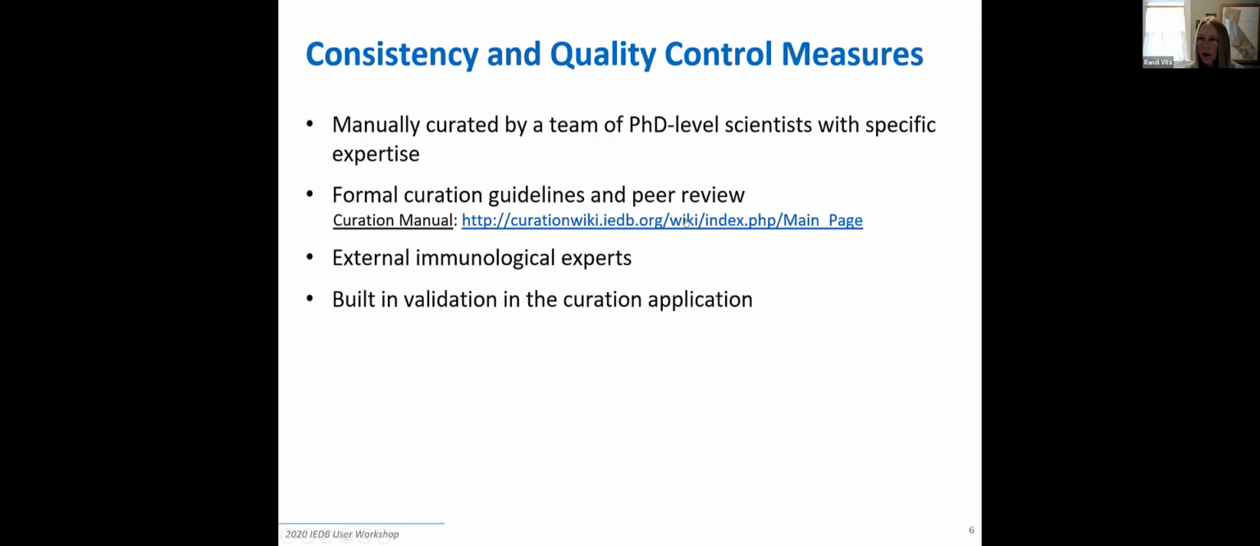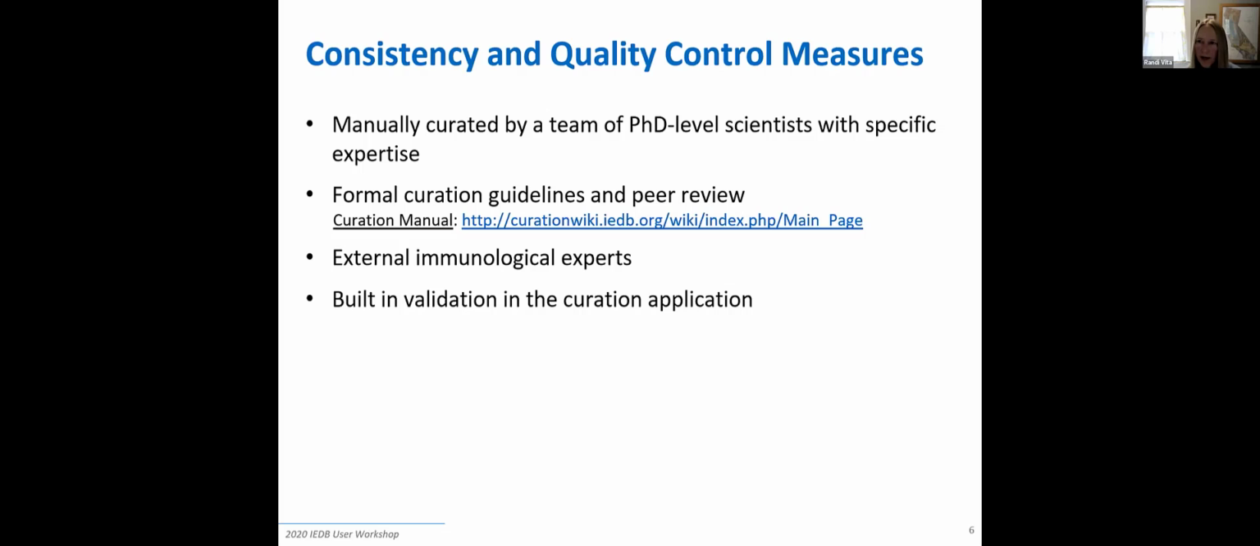And then we have that peer review process that Nima just illustrated. And then we also rely heavily on immunological experts with the original design of the database, what the fields were going to be, what our scope was going to be. All of these rules we've run by external experts, not just ourselves.